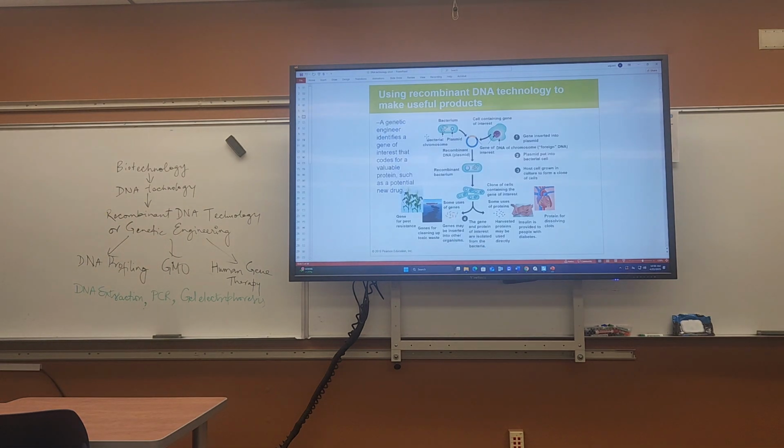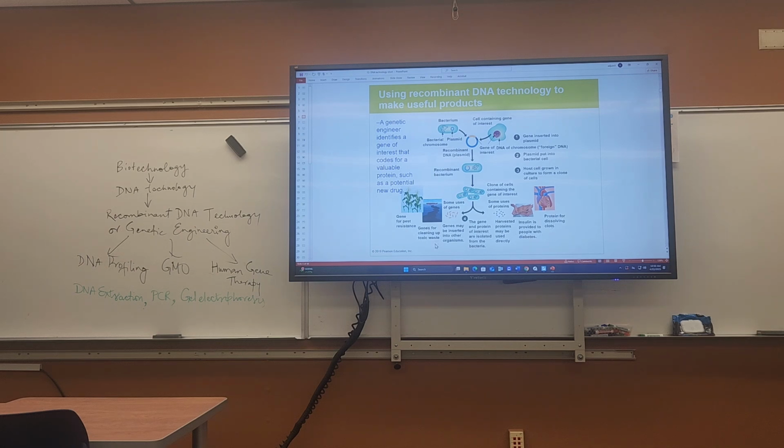Now this is using recombinant DNA technology to make useful products. For example, insulin is provided to people with diabetes. What else is made? Protein for dissolving clots. Sometimes people have a clot circulating in their system, which can be extremely dangerous and can give them a stroke. So there are medicines or proteins which are used for dissolving clots.